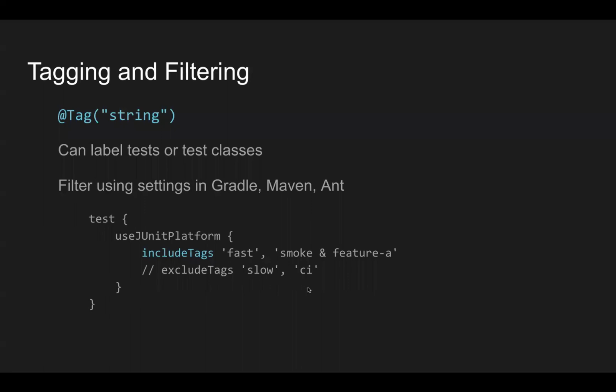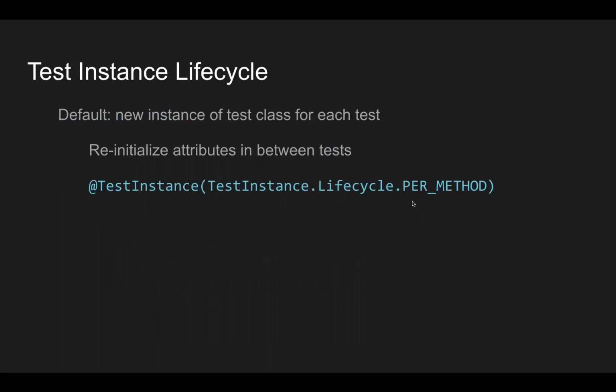or I could exclude slow tests or CI tests. So the other one, the conditional tests I was showing, were programmatic. This allows me to just add arbitrary strings, not quite arbitrary, but more or less arbitrary, and then specify in the build file which ones I want to run or not. And that's, again, something that we've wanted for a long time. And they had sort of in JUnit 4, but now it works great in JUnit 5. I mentioned the life cycle already.